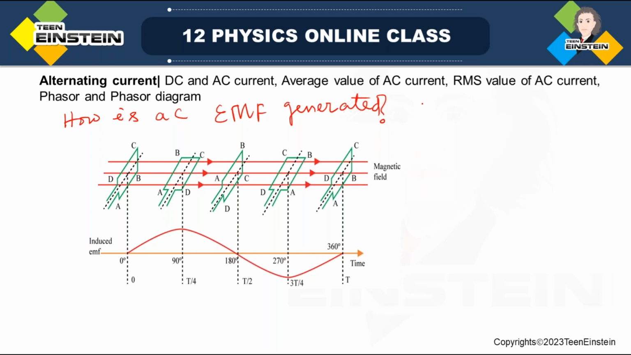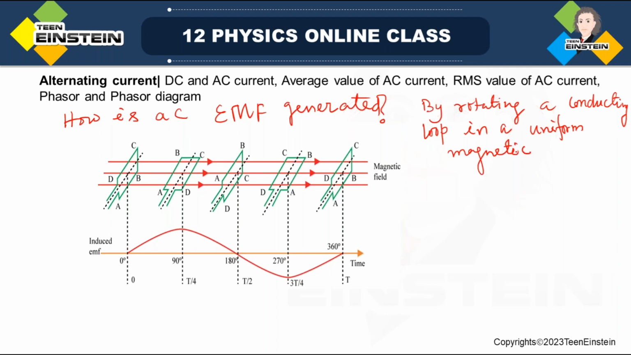So by rotating a conducting loop in a uniform magnetic field, that is generating alternating EMF.